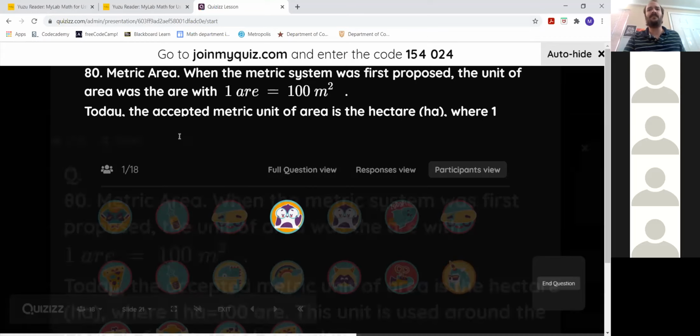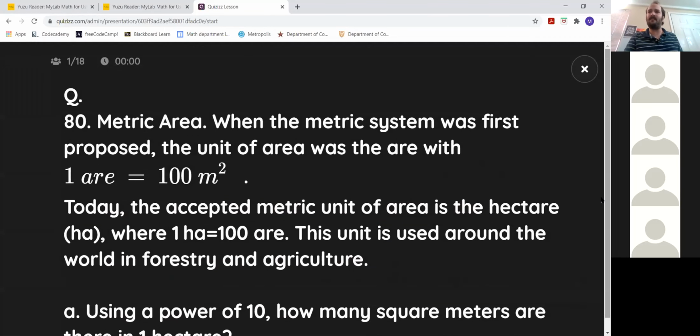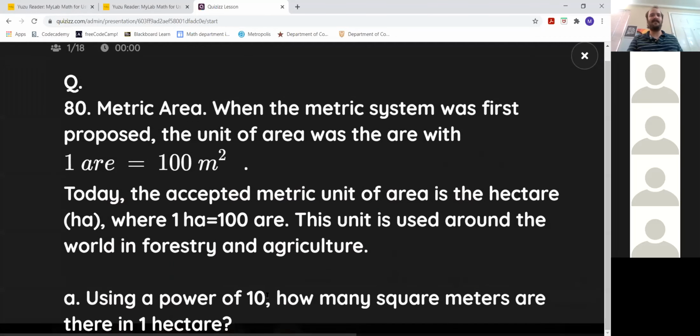So this first question is using powers of 10. That's because we're in metrics. How many square meters are there in 1 hectare? So I believe we need to take this. They want to know how many square meters there are in 1 hectare. So I believe we're starting with 1 hectare, and we want to end with a measurement that is in square meters. So we start with 1 hectare.